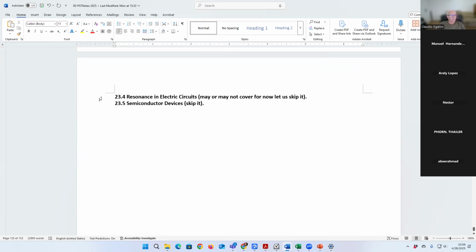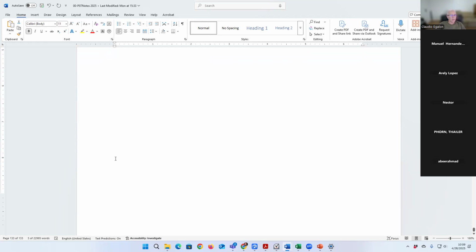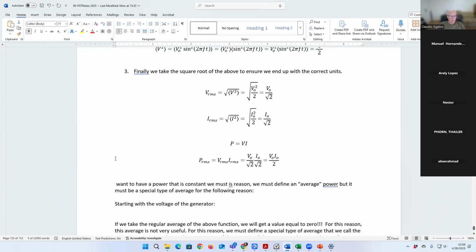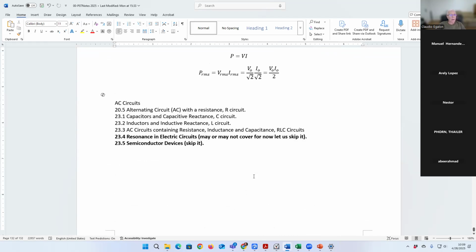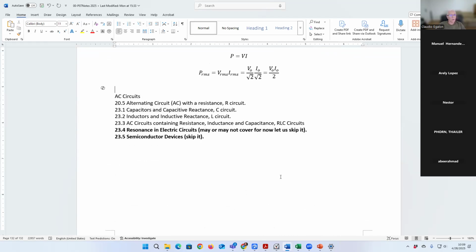We're not going to do resonance. Let's see if we have time to do that. If we have time, we go back. We definitely were not going to do that because that's for a more advanced course in physics. And I have to erase that part.